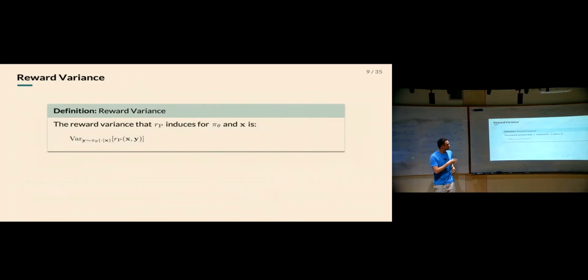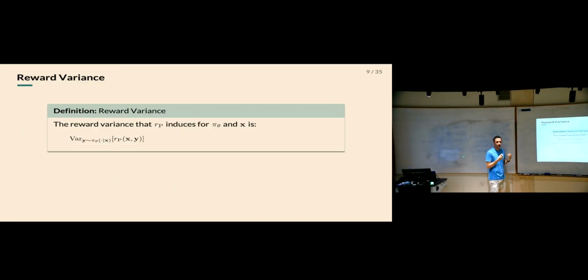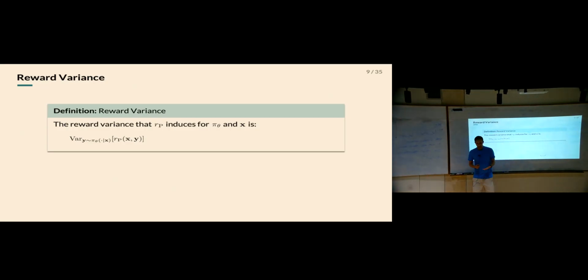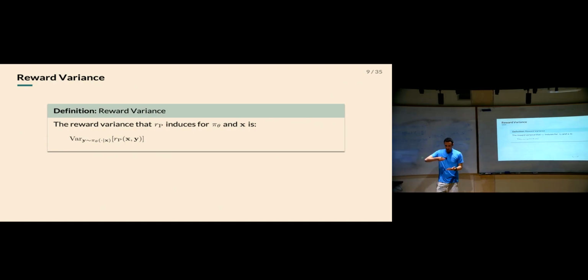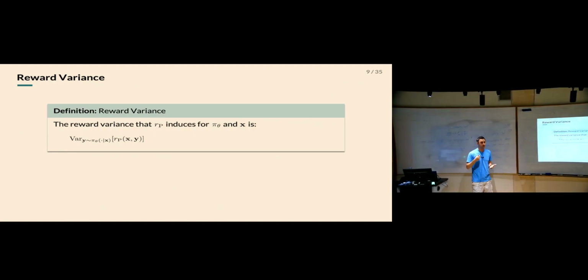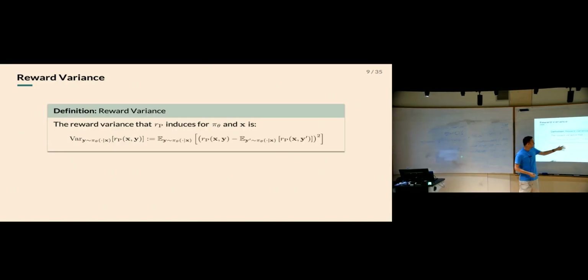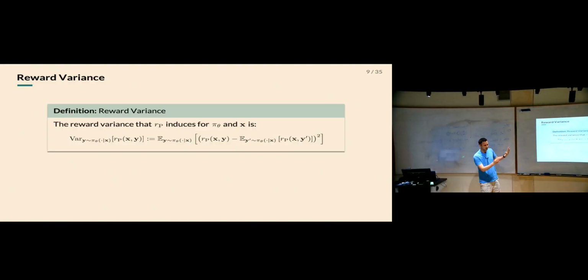Now, the quantity that is going to be important here is the reward variance. It's a very simple quantity, pretty much what it sounds like. This is the variance that our proxy reward function induces for our policy and a prompt. The randomness here is with respect to outputs sampled from the policy. The reward function is deterministic. To estimate this, all you need to do is sample multiple outputs from your policy, compute the reward, and then estimate the variance. As simple as that. And here's the exact definition, just to be clear about what is going on. It's the standard definition of variance, nothing special going on here.